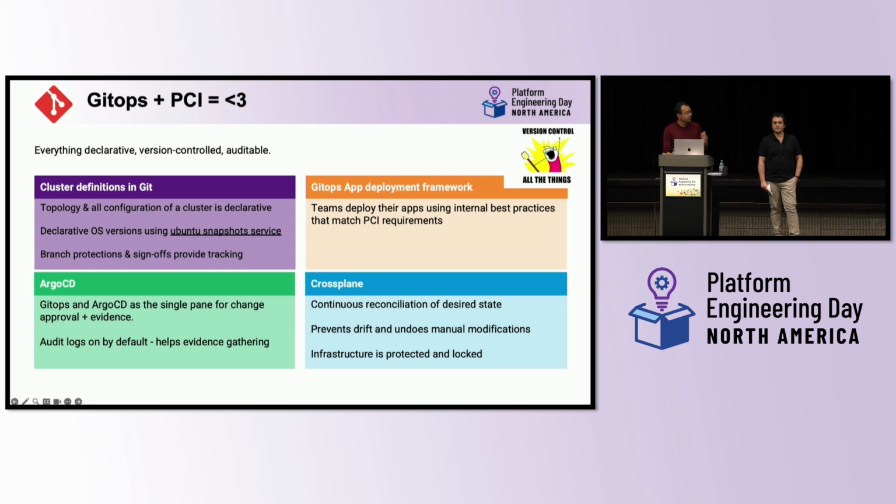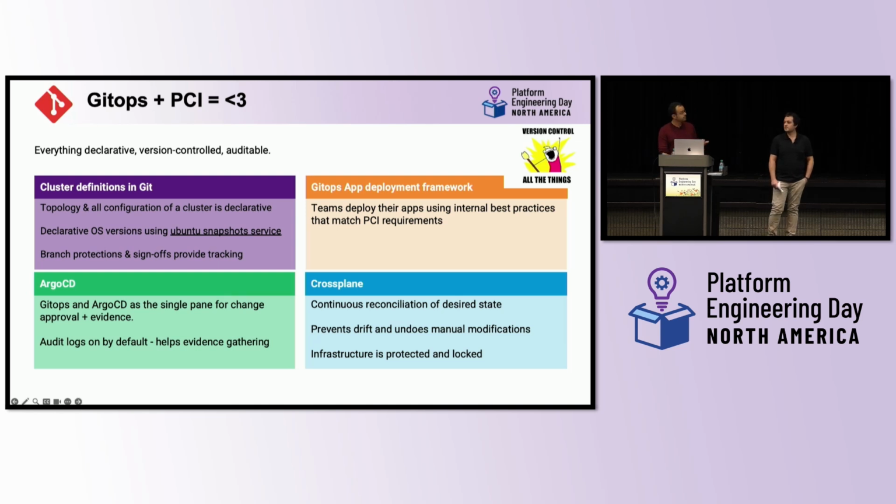We also managed to find a way to make our OS versions sort of declarative using the Ubuntu snapshot service. Ubuntu has a pretty neat service that lets you choose what date you want your packages to be available from. It just gives you versions of those packages that were latest at a given date, so you can pin, without going too deep into the details.